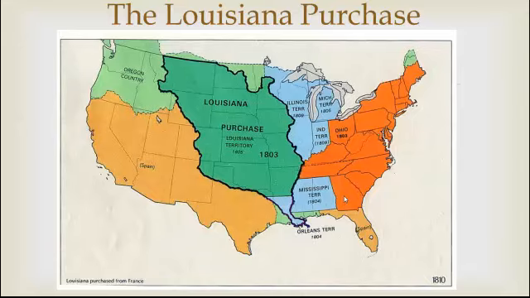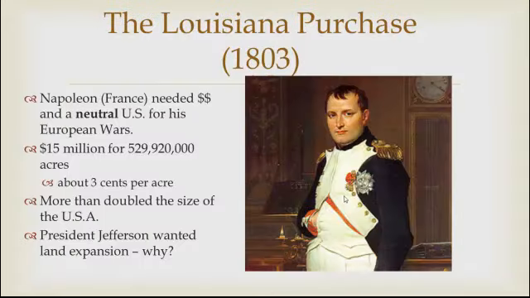The most important thing that happened in Jefferson's presidency was the Louisiana Purchase, which more than doubled the size of the United States. In the Louisiana Purchase, the United States bought this from France. Napoleon Bonaparte, who was fighting many wars in Europe for dominance over that continent, was out of money, and wars are expensive. And so he needed money, and he also wanted the U.S. to be neutral and stay out of his European wars.